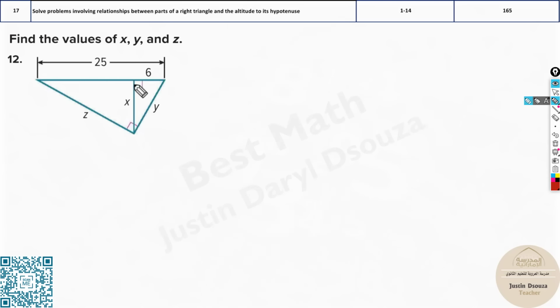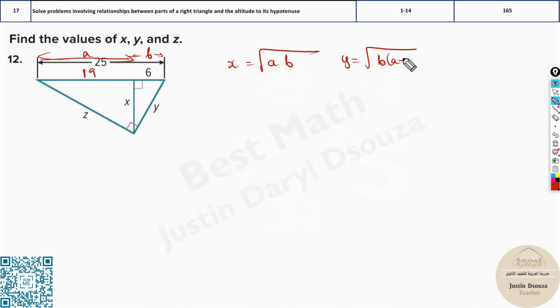Let's do another problem. Here now, we don't know the individual values. I'll take this first one as A. How do we find it? Total is 25 minus 6. That'll be 19. A is 19. B is 6 and A plus B is 25. So I'll write the formulas. For X, it will be the square root of AB. For Y, it will be the square root of B times A plus B. And lastly, for Z, it will be A, from here, the longer one, A times A plus B.